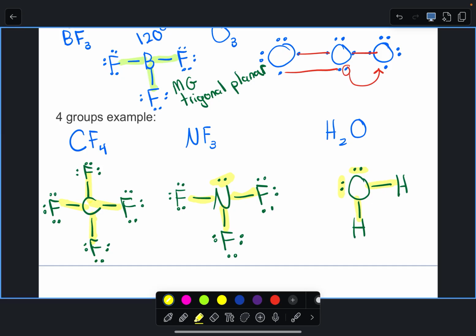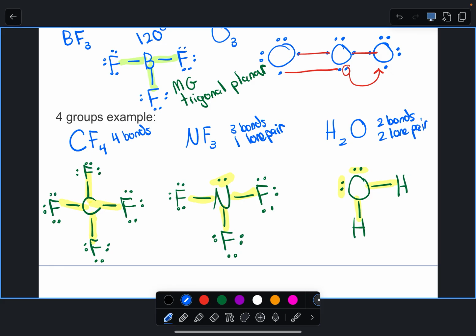So maybe just for the sake of noting it, all of them have 4 groups. So we know they're all going to have the same electron geometry, the same name for the electron geometry, because that's just reliant on how many total groups there are. The molecular geometry name is going to be based on how many of them are lone pairs. So this one has 4 bonds. This one has 3 bonds and 1 lone pair. This one has 2 bonds and 2 lone pairs.